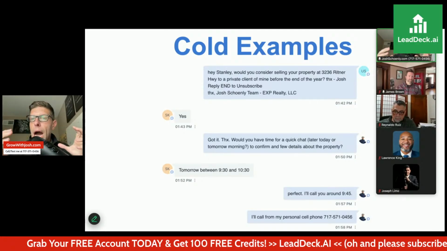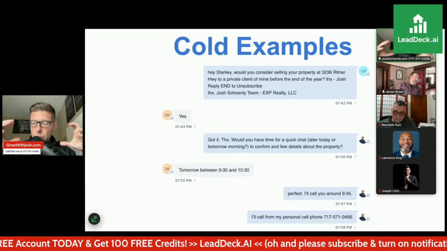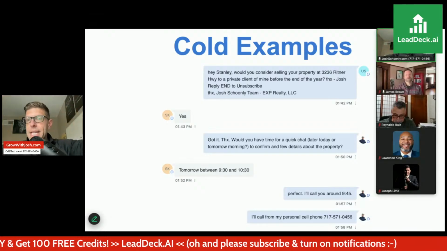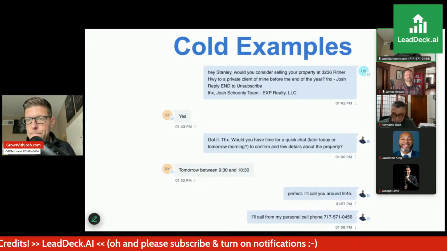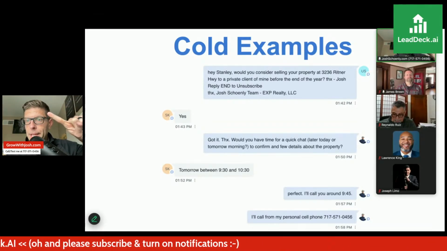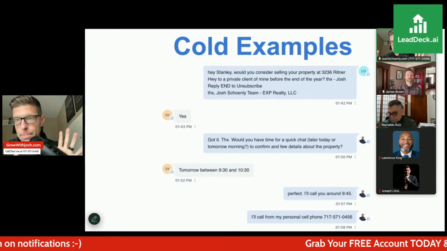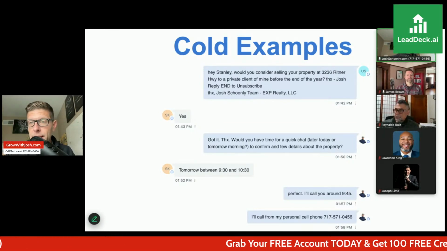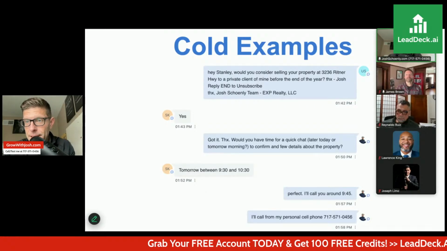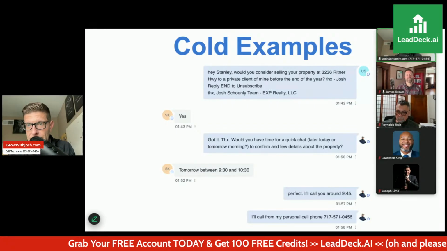So here's what I know about this bucket of people that I sent this cold outreach to. They own a multifamily property and there's some level of distress. So Stanley, now this was a layup. I'm sharing this one to give you an idea of what can happen. They're usually not this much of a layup.